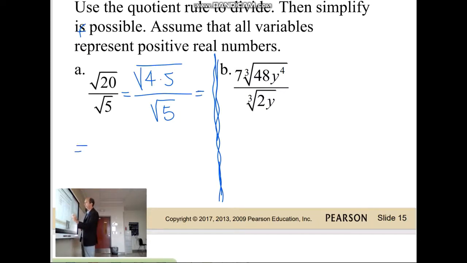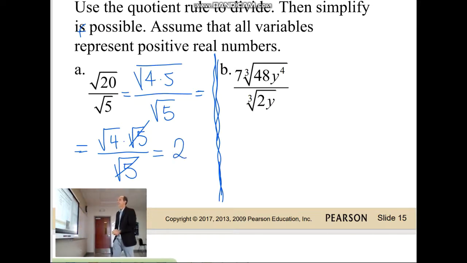And then we can split. We can use the product rule on the numerator. Square root of 4 times square root of 5 over square root of 5. And actually we can simplify, and this is equal to square root of 4, which is 2. Right? Simple, easy. Now these have some variables, have some numbers. Maybe it's more work. Let's try.